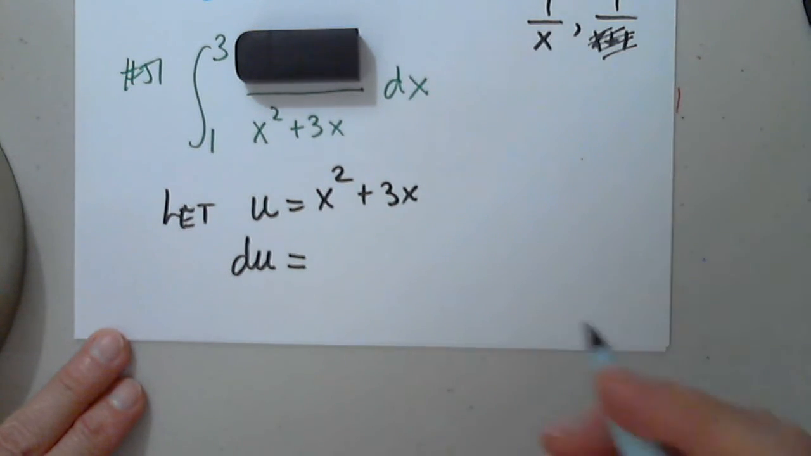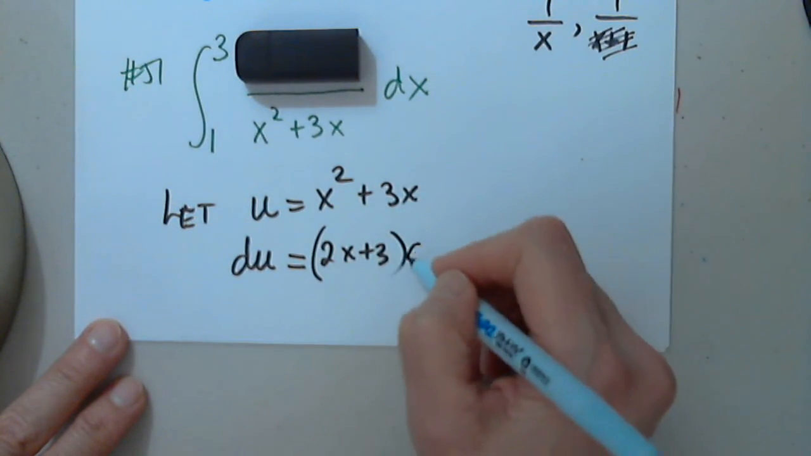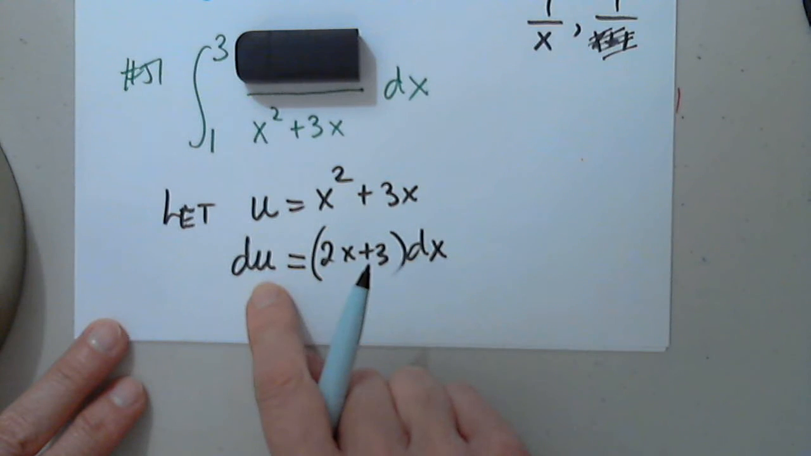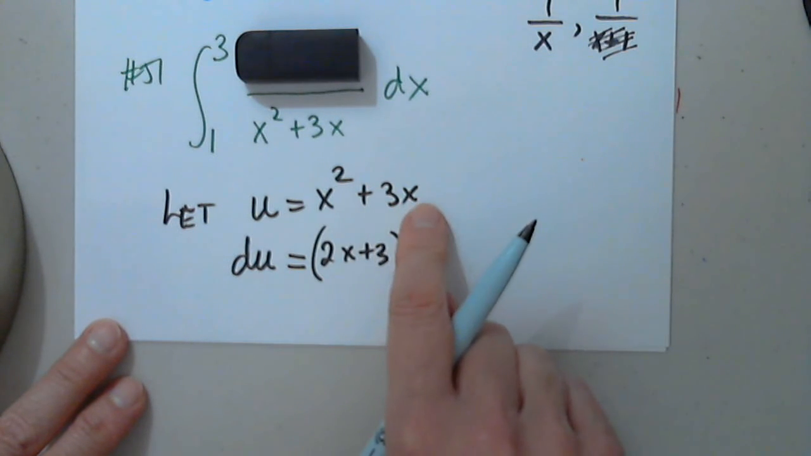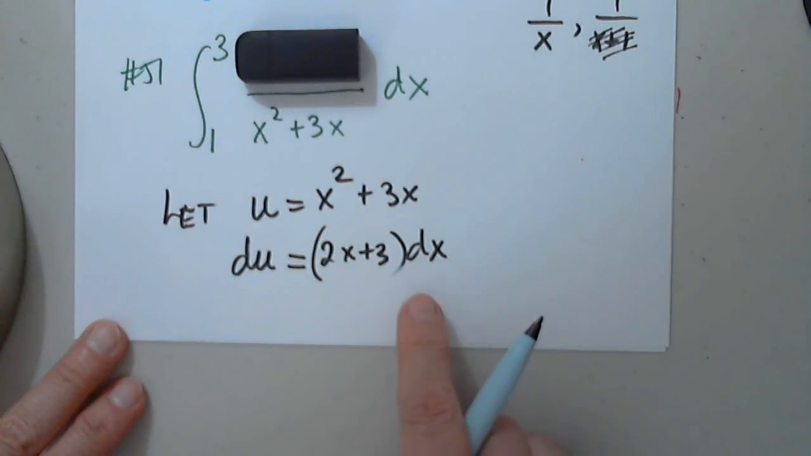2x plus 3 du. 2x plus 3, because it's x, excellent, dx. Right? The function is in x, I have to have x here. If I have x here, I have to have dx here. Is this okay? Yes. Excellent.